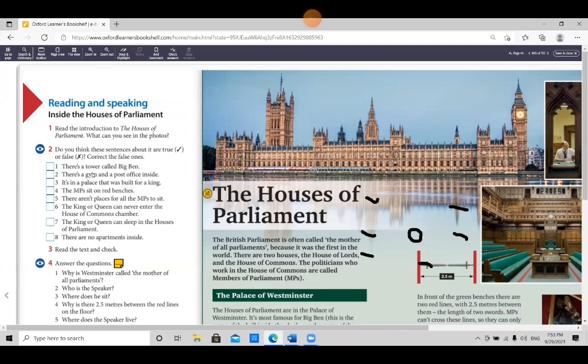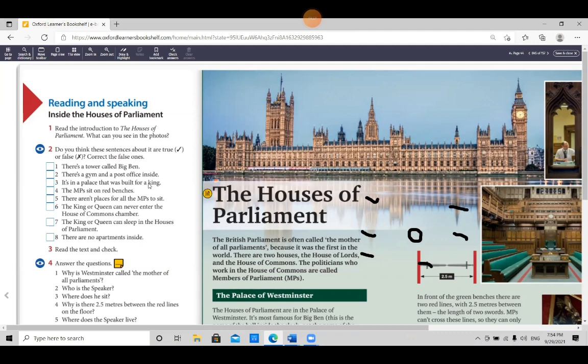Number 3. The House of Parliament is in a palace that was built for a king. Is this true or false? True. Yes, it is true. Very good.